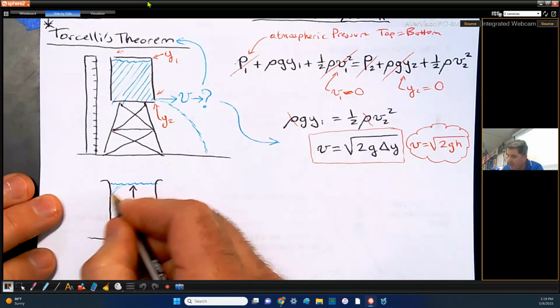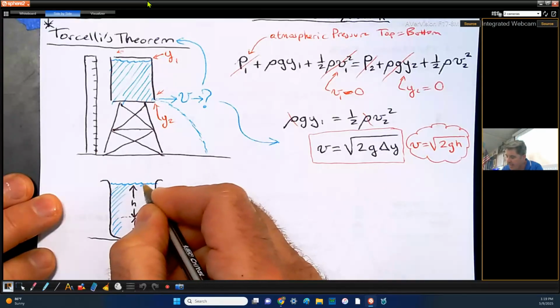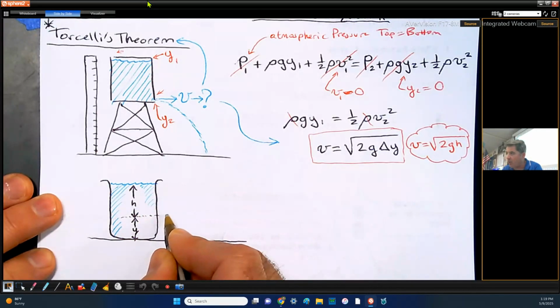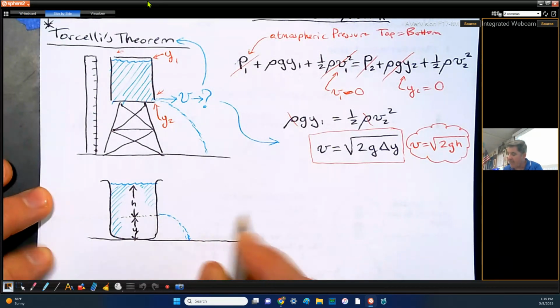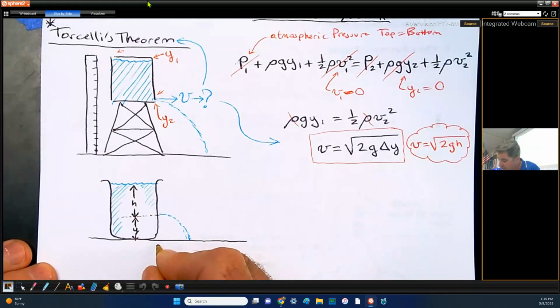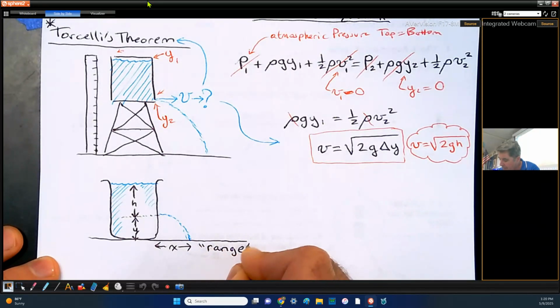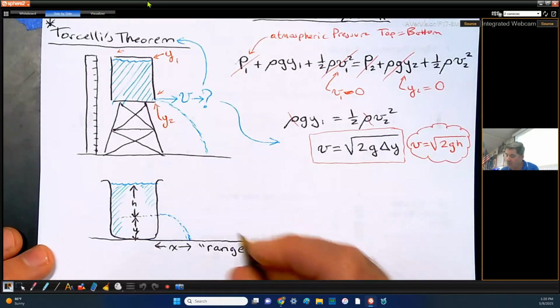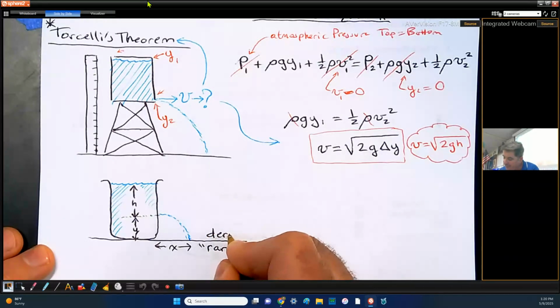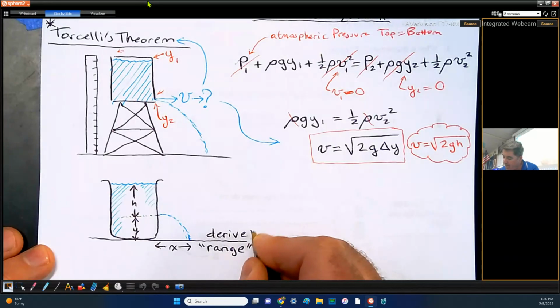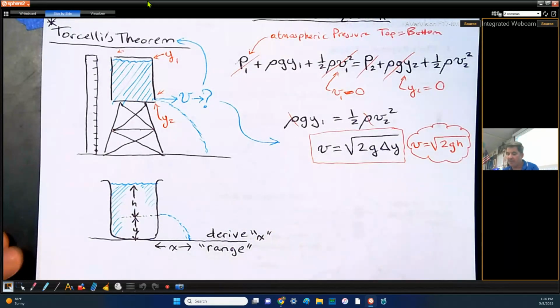So what's going to happen to this water as it comes out this hole? It's going to spray out, and then where's it going to land? It's going to land there. What do we call that distance right there? We call that distance the letter x, and we call it range. Derive the range, or derive x.